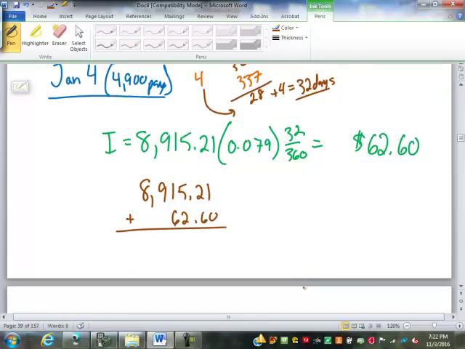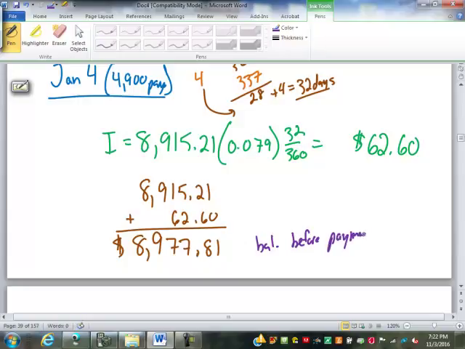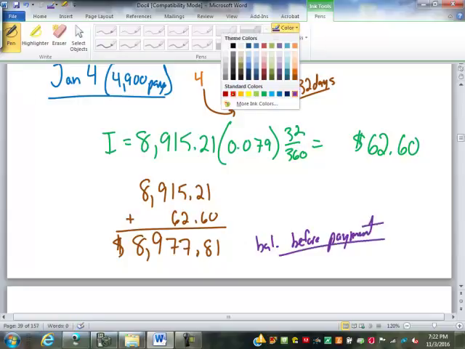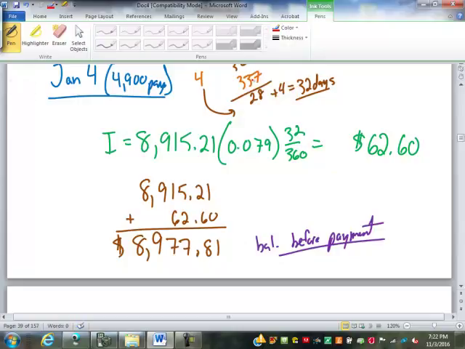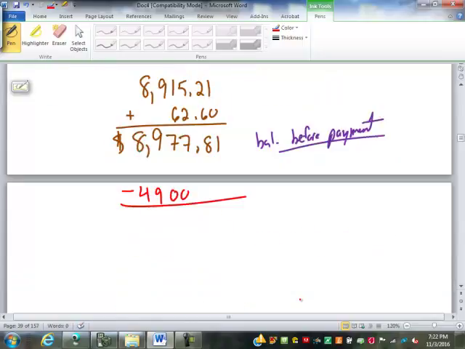Which would give us $8,977.81 is our balance before the payment. Then what? Just subtract the $4,900 payment first. So $4,077.81. Balance after payment. You have the right idea, though. That's where we're heading next.